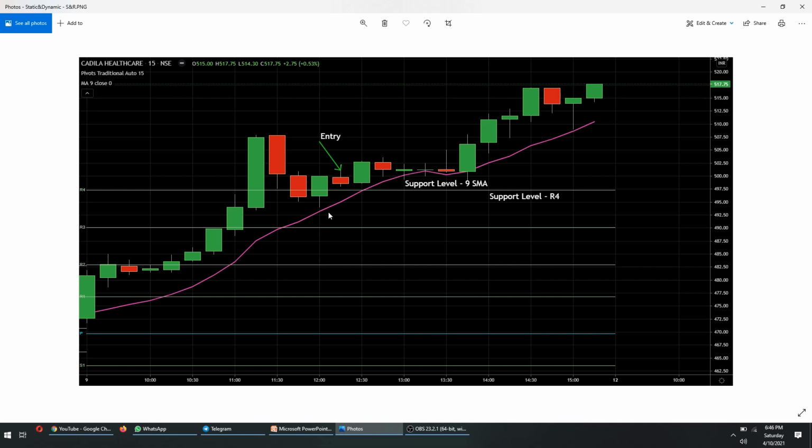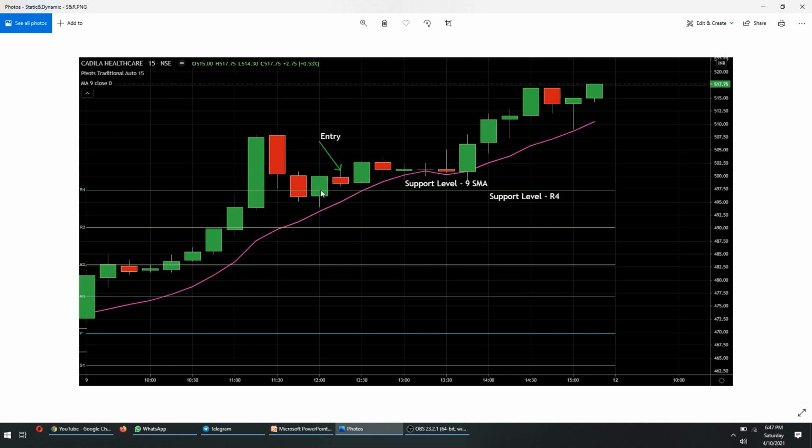Okay, so what I was saying was we don't try catching a falling knife. This entire up move has to be left as it is, and we need to wait for the retracement to happen. So the retracement happened here. And as you can see, this particular green candle gave us the confirmation that Cardilla can go up higher. First confirmation was that this purple line, that is the 9 simple moving average, worked as a good support. As you can see here, it took the support exactly above the 9 SMA. That is confirmation number one.